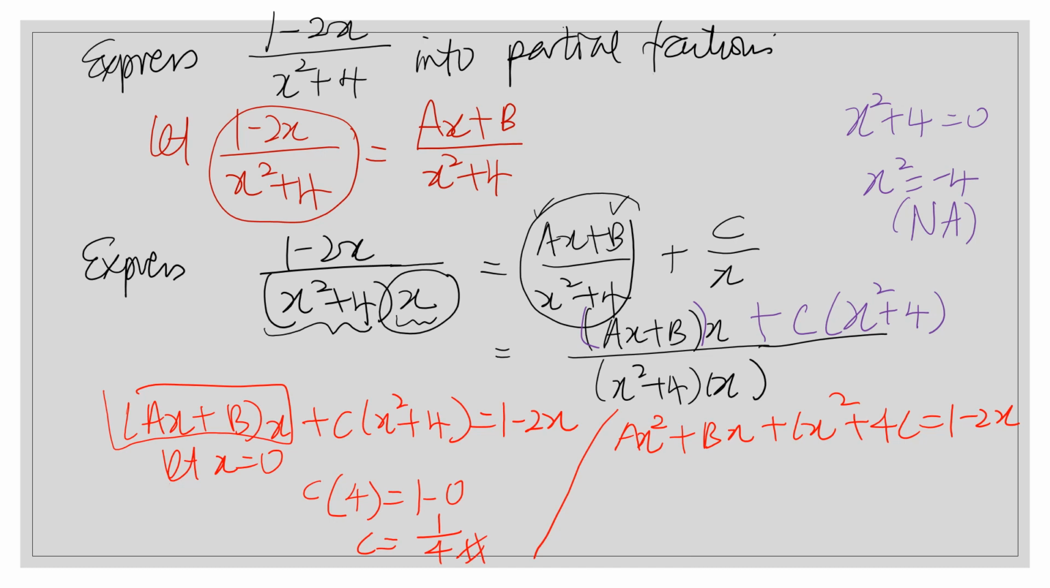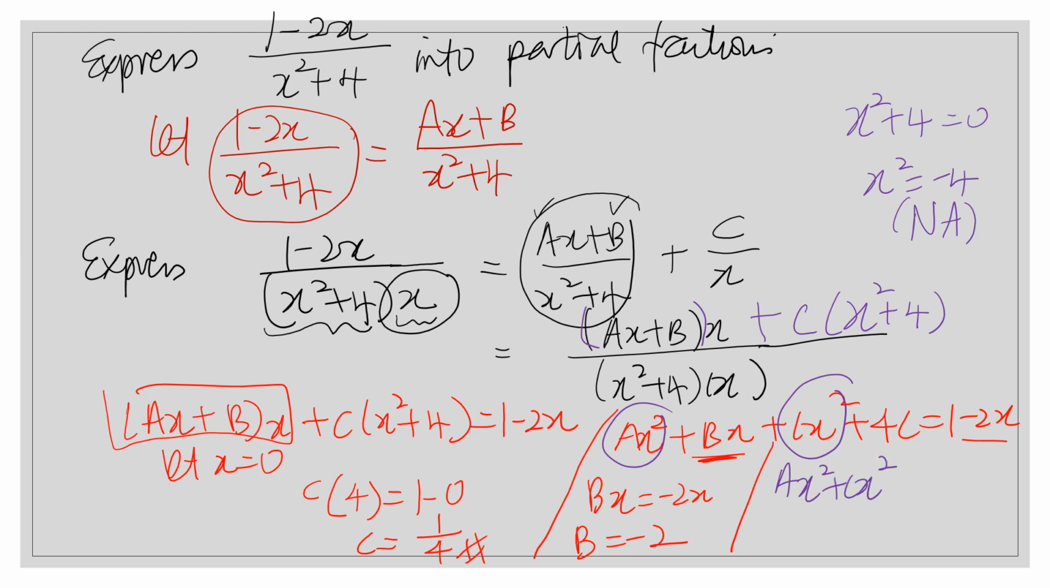So we're going to compare our bx term. From here, our bx is equal to negative 2x, divided by x on both sides, b is equal to negative 2. So we found the values of c and b. Now we can go on to find the constant a. We can group these two together, which is just ax squared plus cx squared equals to 0, because if you look at your right hand side, there's no x squared term, so equals to 0. Divide by x squared on both sides, so a is equal to negative c.